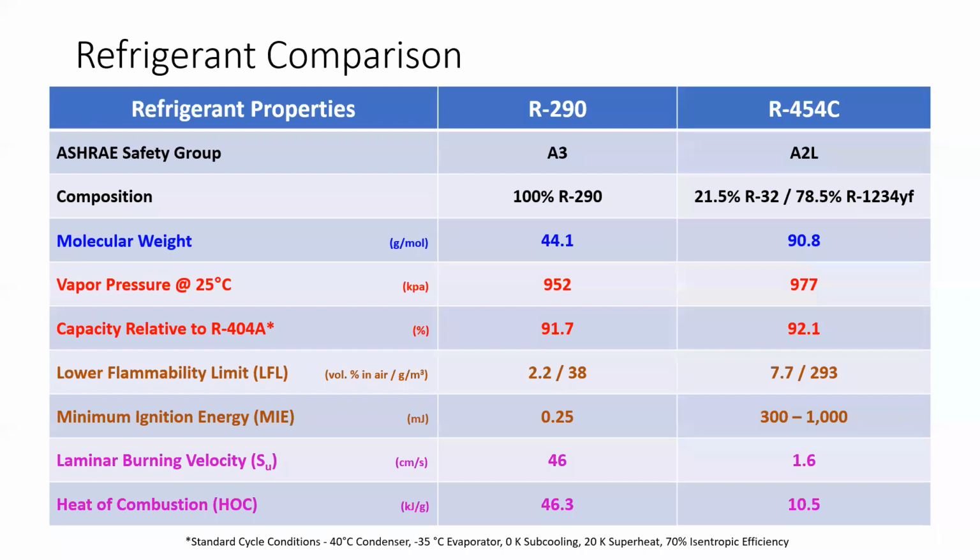On the flip side, though, if we look at the burning velocity and heat of combustion, which I've highlighted in purple, these values are much higher for propane. Basically, what that suggests from a theoretical standpoint is that if you have an ignition with propane, the flames will spread much more rapidly and you'll have more heat being given off by the combustion process. So in theory, ignition events with propane would be expected to be more severe. Next slide, please.